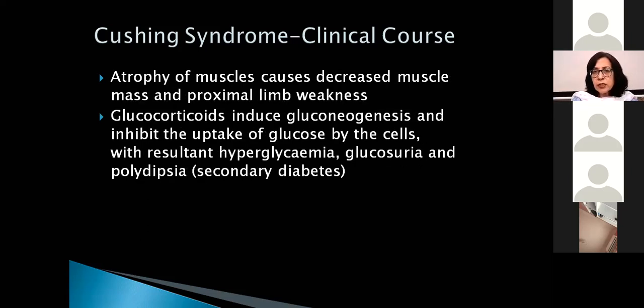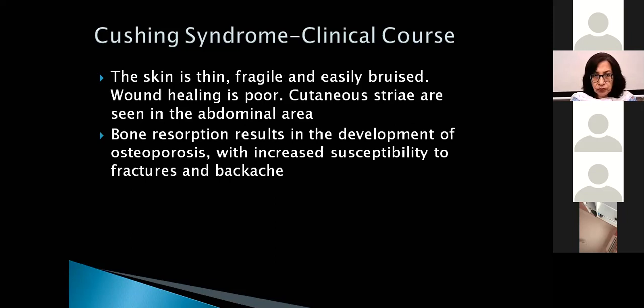Atrophy of the muscles causes decreased muscle mass and proximal limb weakness. Glucocorticoids induce gluconeogenesis and inhibit the uptake of glucose by the cells, with resultant hyperglycemia, glucosuria, and polydipsia, and this is called secondary diabetes. Because of Cushing's, there can be hyperglycemia and secondary diabetes. The skin is thin and fragile and easily bruised. Wound healing is poor. Cutaneous striae are seen in the abdominal area. We discussed this before.